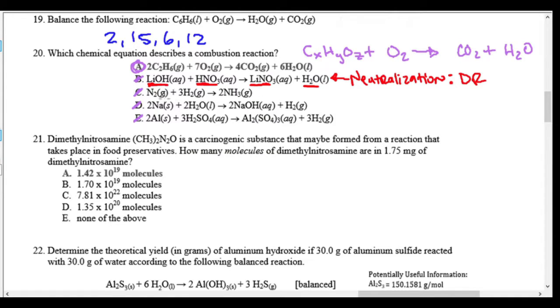This guy right here. So for a general reaction, it would look like this. A plus B is coming together to give you AB. So this would be a combination.